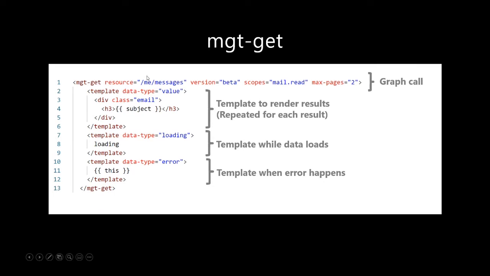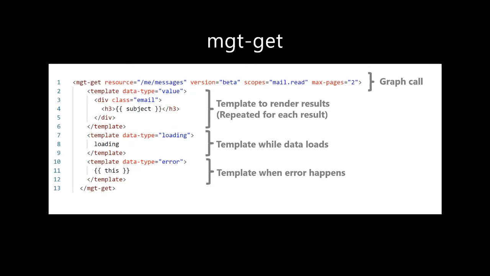And the way you do that is in the first line of this code example here, you can see the resource attribute, and I've got /me/messages in there. So what that's going to do is go off and get my email. That's the same query as what we were using in my first demonstration. We looked at the Graph Explorer.